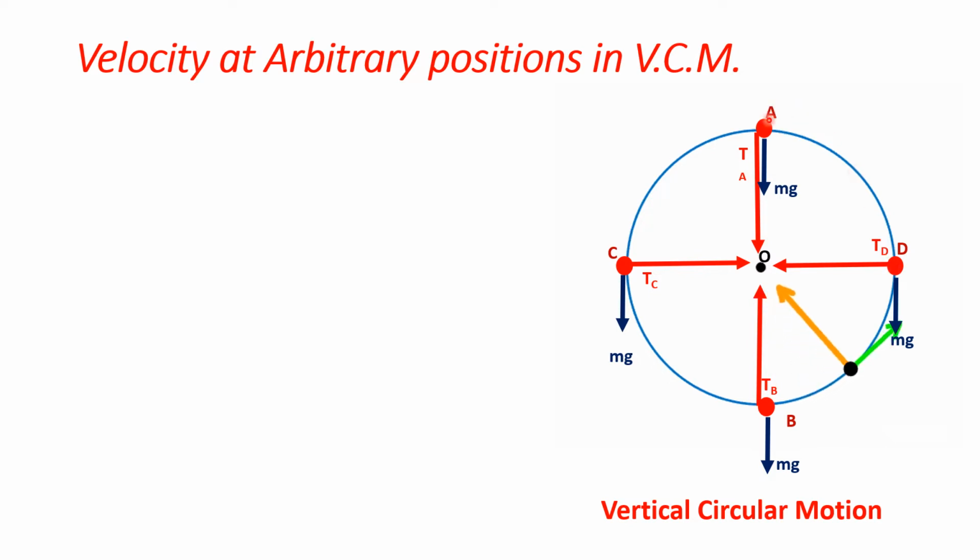At point A, tension TA and weight vector mg are both parallel to each other and directed towards the center of the circular path. At the bottommost position B, the TB vector is directed towards the center of the path and is opposite to the weight vector mg, which is directed downward, but both lie along the same line.